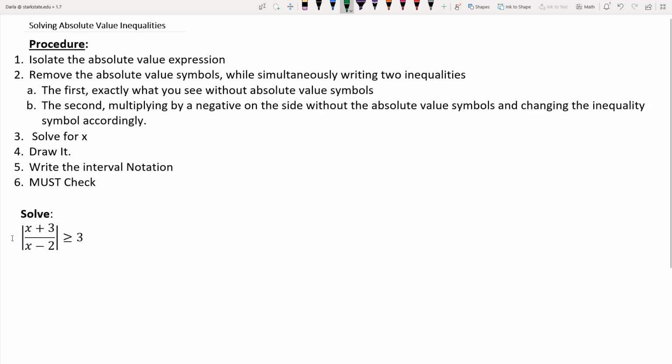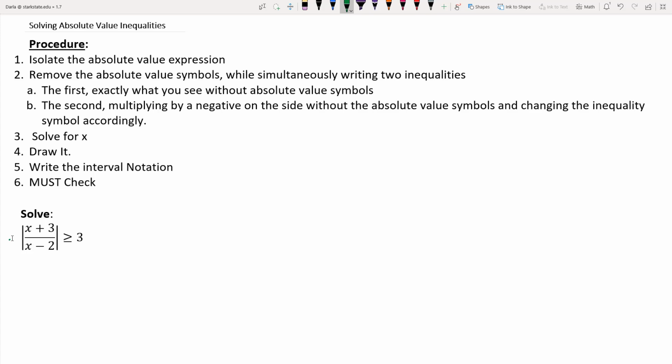The focus of this lesson is on solving absolute value inequalities. We'd start off by isolating the absolute value expression, but that step is already done. So we're going to go ahead and move on to step 2, which basically is saying that we can split our absolute value inequality into two inequalities.